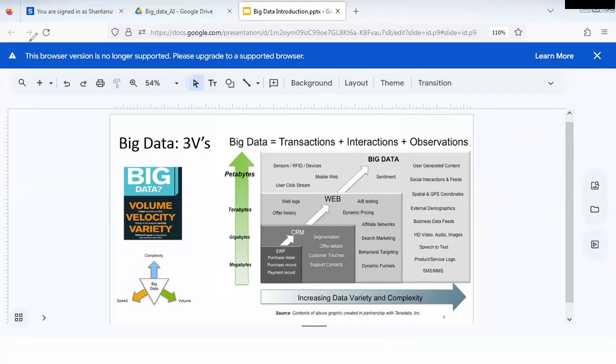Okay, let us go ahead. So these are the three most common V's where big data comes in. That is volume, very large size, like petabytes, zettabytes and all that. And then there is velocity. Velocity is speed, we will see. And then variety, which is the complexity of the data.